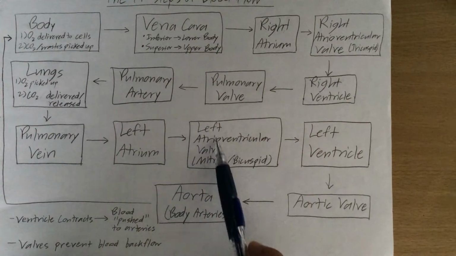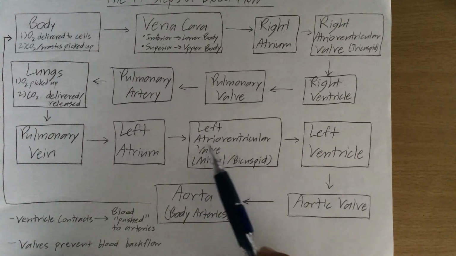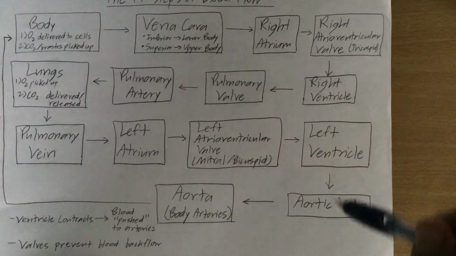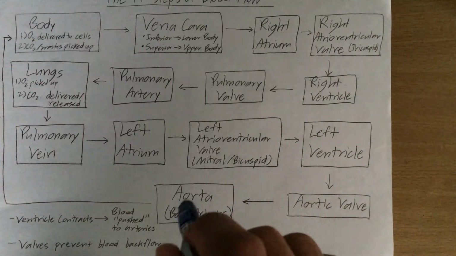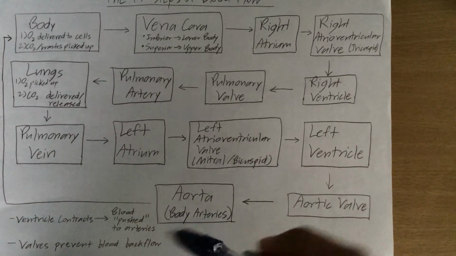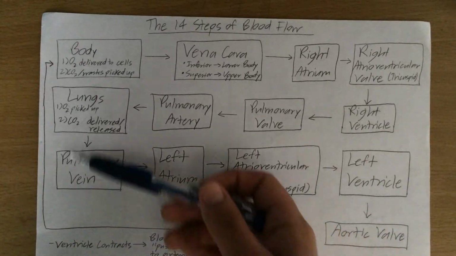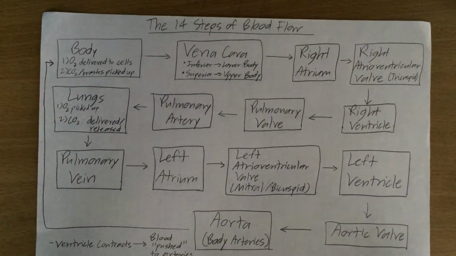And then after it passes through this left AV valve, just the abbreviation, the blood then goes to the right ventricle and then through the aortic valve and then to the aorta, which is another term for the arteries in the body. And then finally, the blood goes back to the body and the cycle continues, okay?